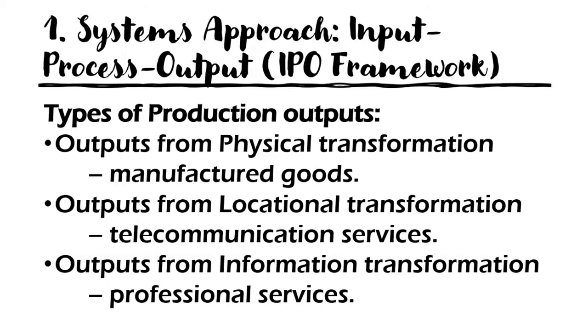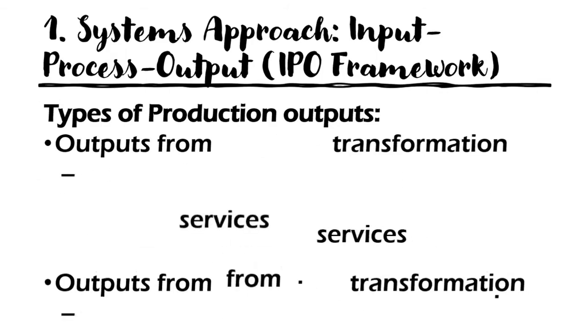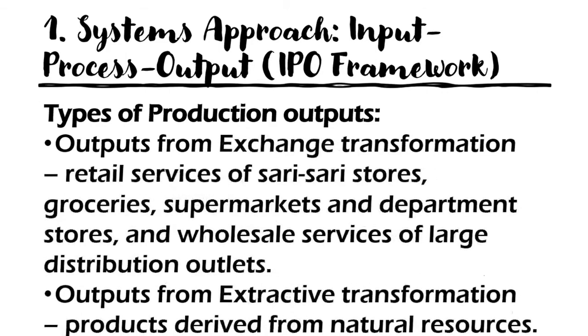Next naman is outputs from exchange transformation. Example nga daw nito ay yung mga retail services of sari-sari stores, groceries, supermarkets, and department store. And wholesale services of large distribution outlets. Diba? Sabi ko nga kanina, as simple as yung pagbili lang natin. Diba? Yun nga yung example noon. And then lastly is the outputs from extractive transformation. So products derived from natural resources. Diba? Sabi ko nga sa inyo kanina, diba? Yung we are extracting something from a particular resource. Okay?